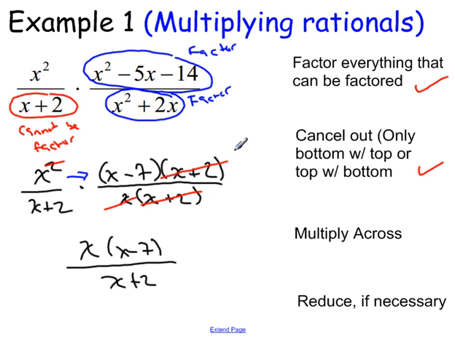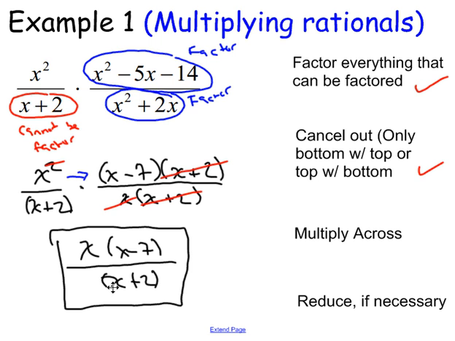Now, in case you're wondering, can you cancel out this x with this x? The answer is no, you can't, because technically this is a binomial, right? This is one term. So you can't cancel out that x with that x. And this is your final answer. There's nothing else to reduce here, so you are pretty much done.